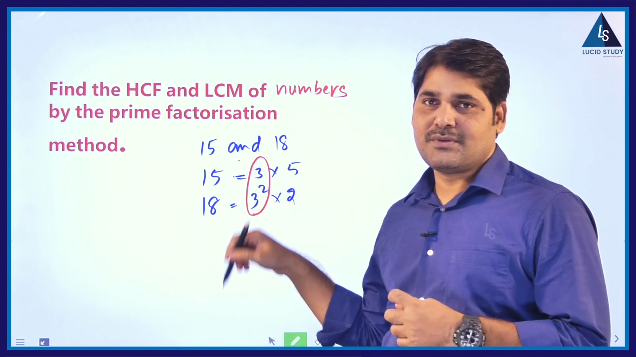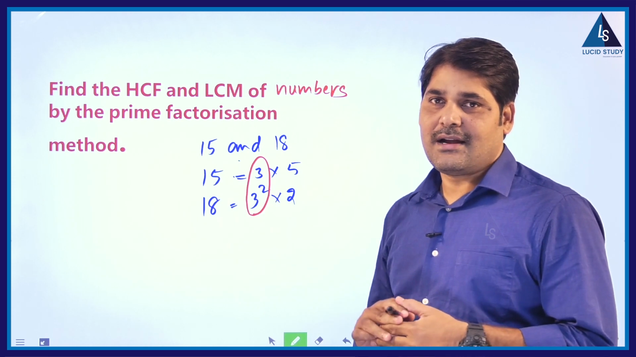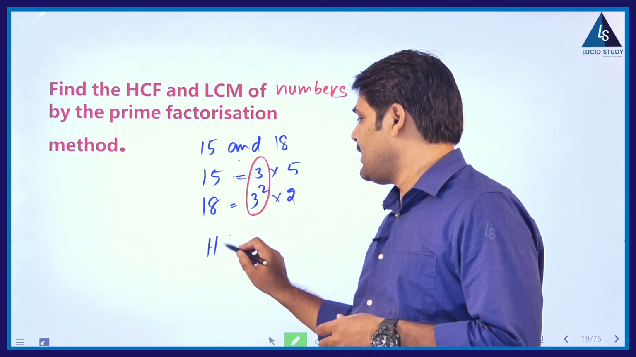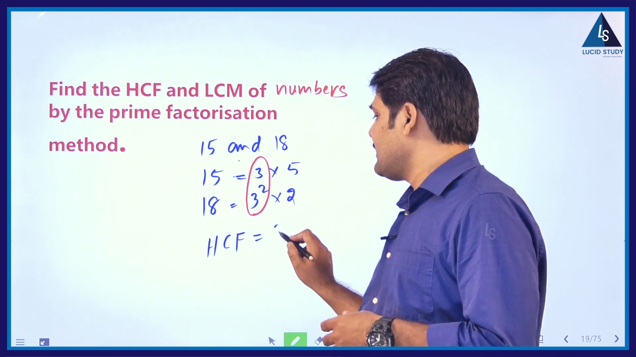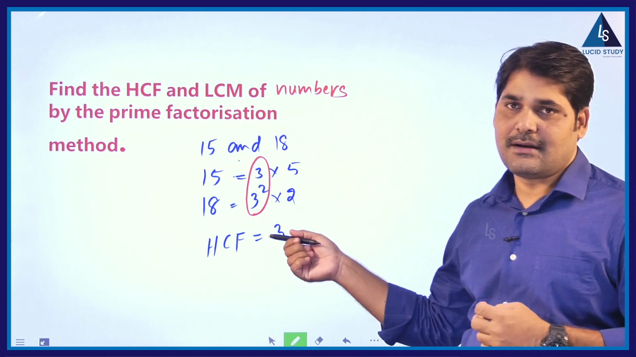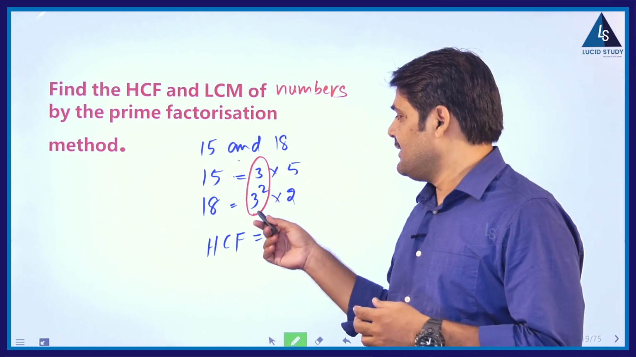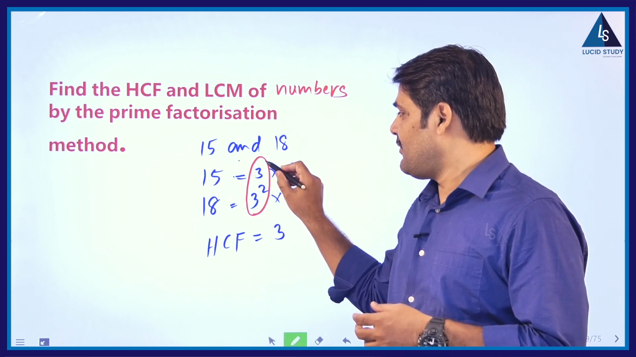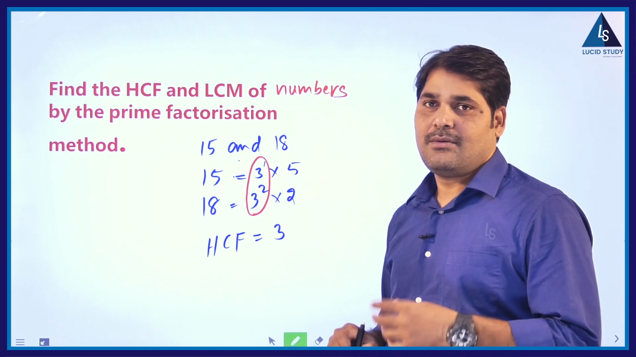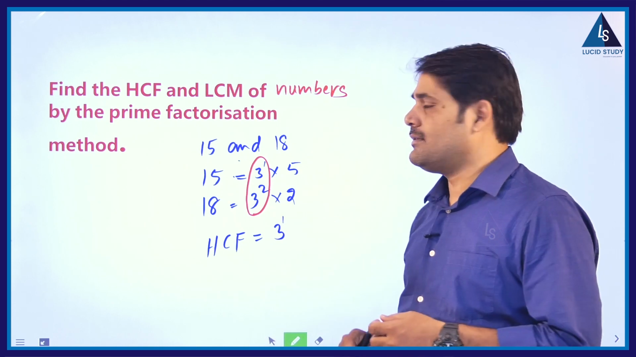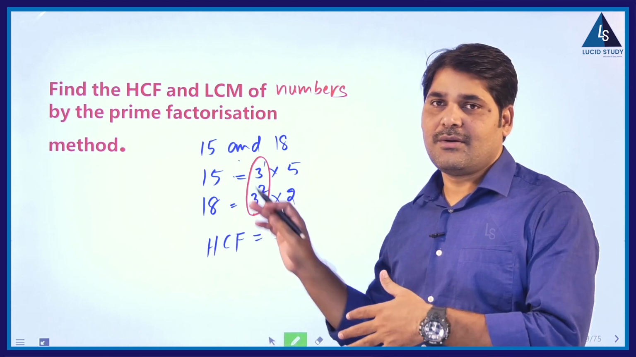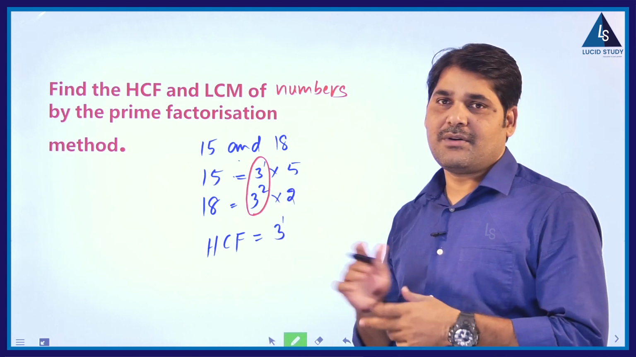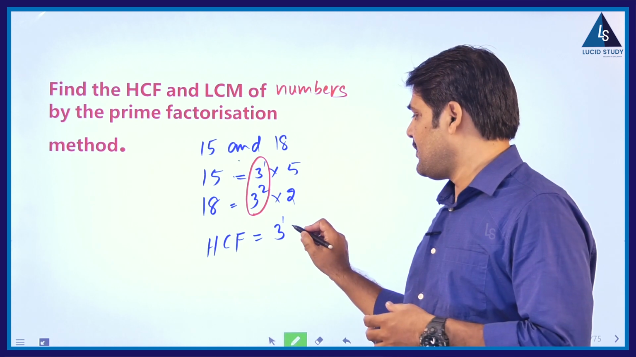3 is the prime number which is a factor of both numbers. While finding HCF, we need to write all the common factors. Only 3 is common here. In these two, which has the least power? 3 power 1 is the least, so we consider 3 power 1. Non-common things we will omit in HCF. Only common things with the least power we take. So 3 power 1 is 3.